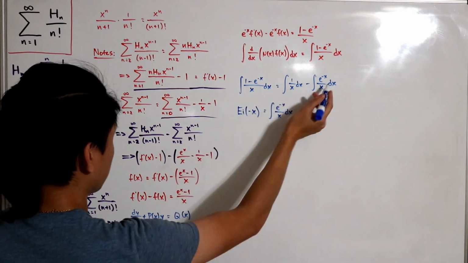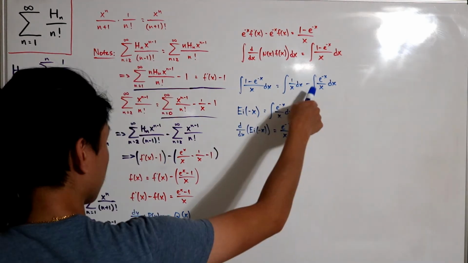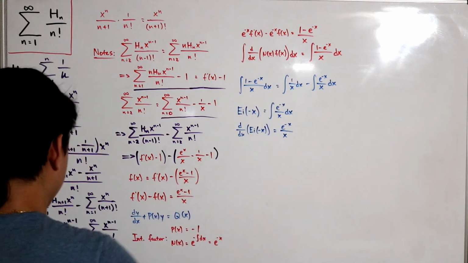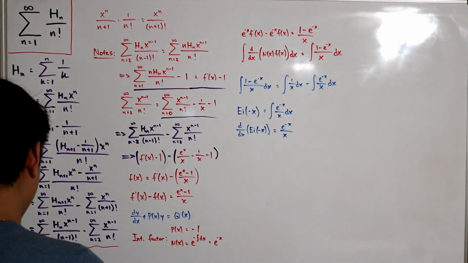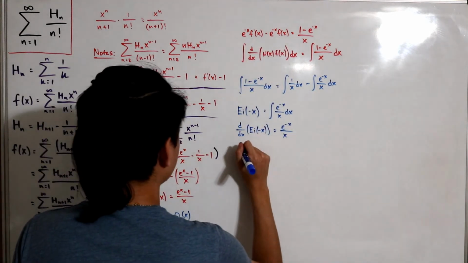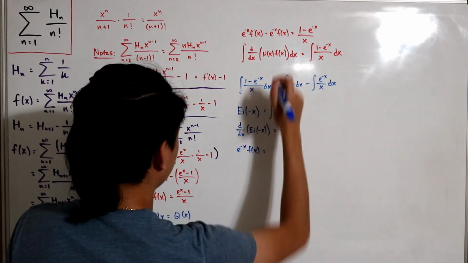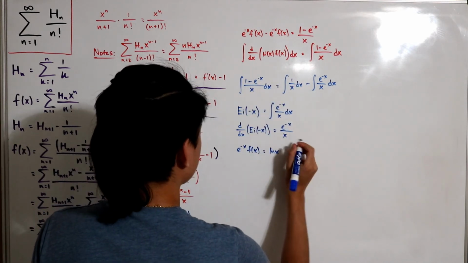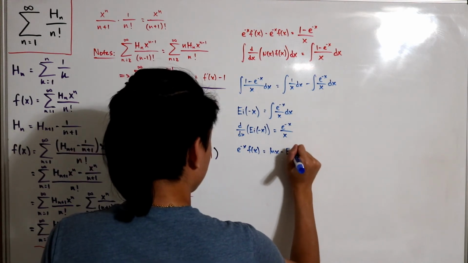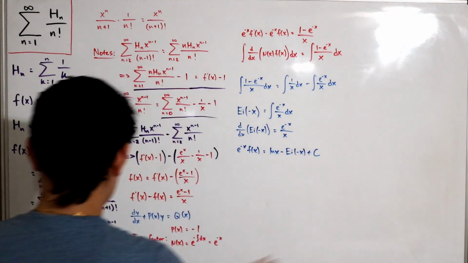of Ei of negative x is equal to, so I'll write it like this. If I integrate this, we know that 1 over x dx is just the natural log of x. And if I integrate the left-hand side, we're left with e to the negative x times f of x. We set that equal to the natural log of x, and then subtract Ei of negative x, and then we add some arbitrary constant c.